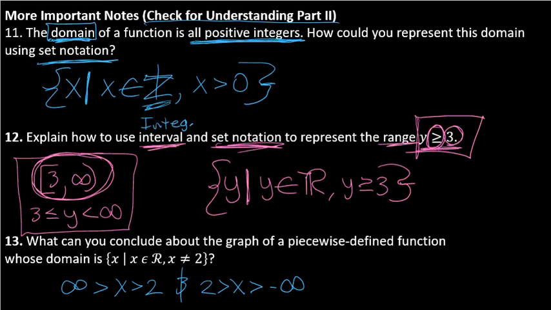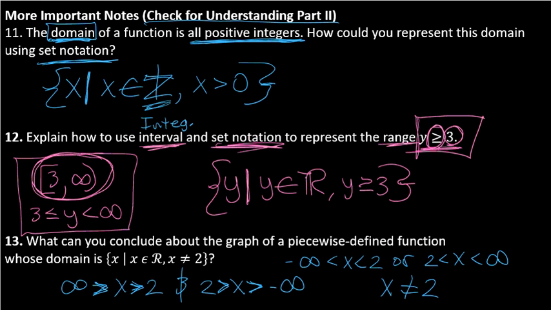Okay, and the way I would rewrite that, because I don't like having my inequality symbols facing that way, I'm a little OCD that way. The way I would rewrite that, I would start over. I would say negative infinity is less than x is less than 2, or 2 is less than x is less than positive infinity. Okay, and what we're doing there is basically excluding 2. x does not equal 2. And x is all real numbers otherwise.